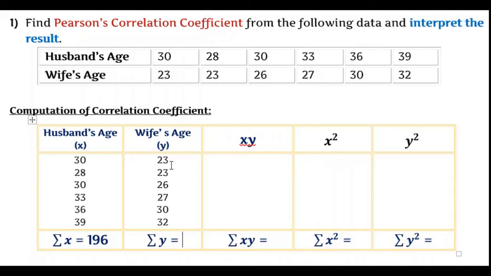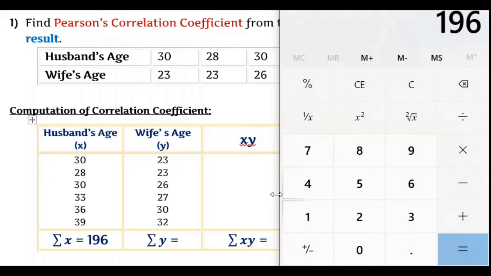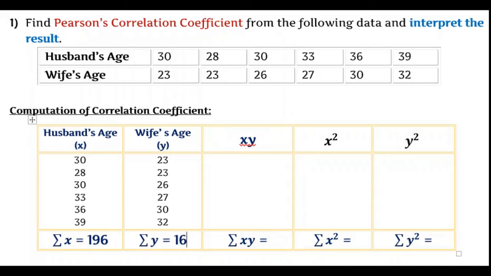Next we need the total of sigma y. To calculate, again I'll be using calculator. So first value is 23 plus 23 plus 26 plus 27 plus 30 plus 32, so that is equal to 161. Okay, 161, that is equal to sigma y.